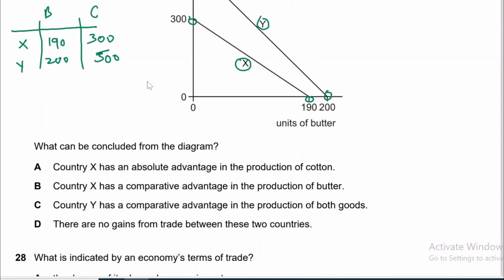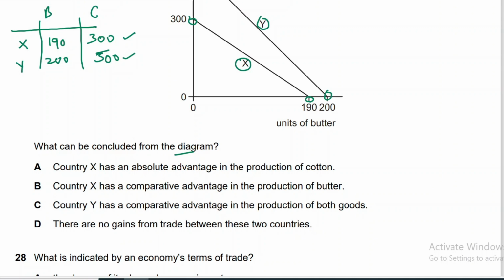What can be concluded from the diagram? Country X has an absolute advantage in production of cotton, right? So if we look into country X, then country X can produce less cotton than country Y.